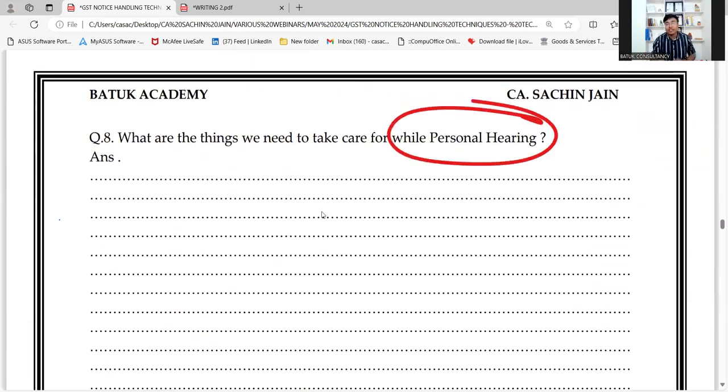While hearing, what are the things we need to keep in our mind while personal hearing? Okay, so I am just going to share with you certain facts related to personal hearing. Okay, although this session is completely related to our notice handling, but this is also one part of notice handling. Okay, so first thing which we need to take care while personal hearing, that is my dressing style. We should be very formal way.